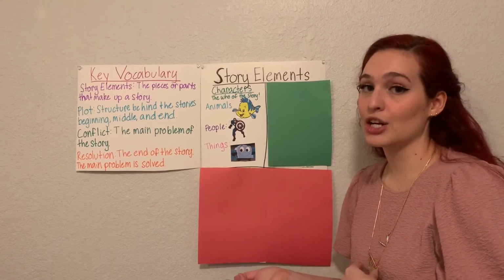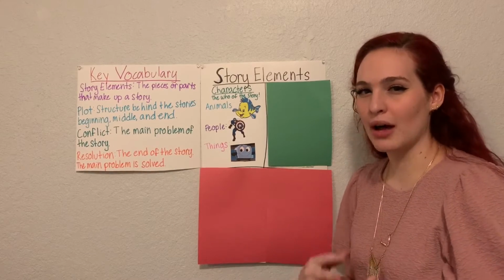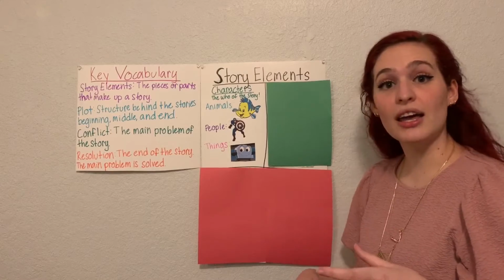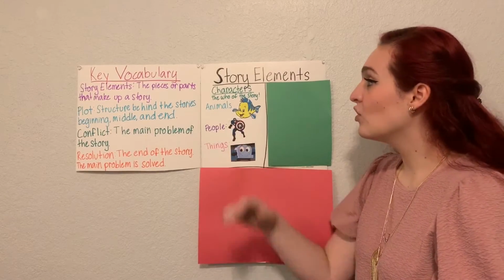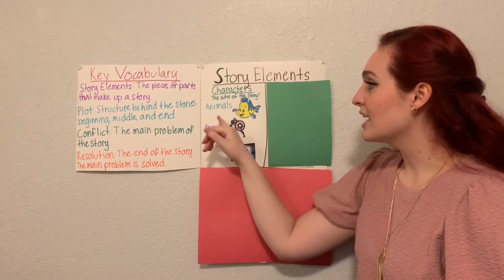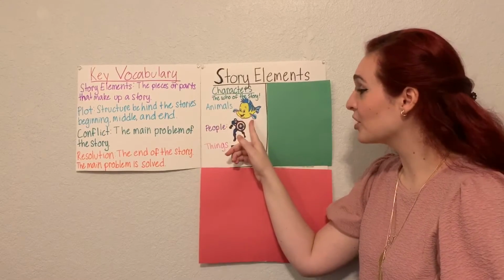And these side characters are characters also in the story, but they don't get as much spotlight as the main character. And sometimes the main character is the good guy, and sometimes the main character is the bad guy. And we can have lots of different types of characters. They can be animals, like Flounder.